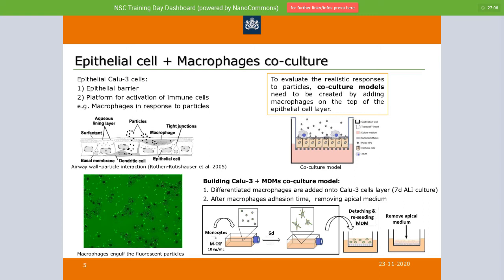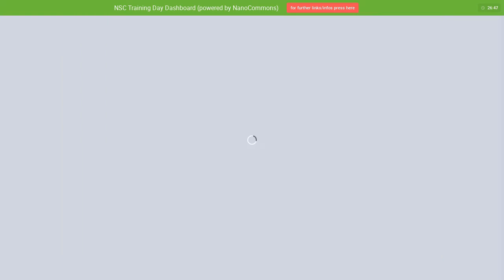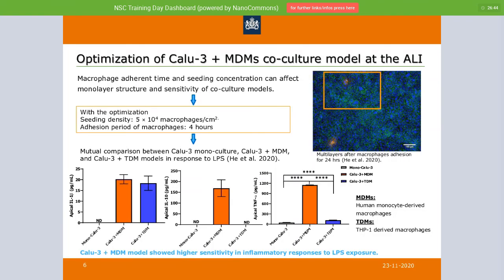Afterwards, the differentiated macrophages are added onto the Calu-3 cell layer for several hours for adhesion. After removing the apical side of the medium, the co-culture models are ready for testing. But during our experiment, we found the macrophage adherence time and seeding concentration can affect the monolayer structure and sensitivity of co-culture models. In our experiment, we tried different time points and seeding densities for macrophage adhesion.